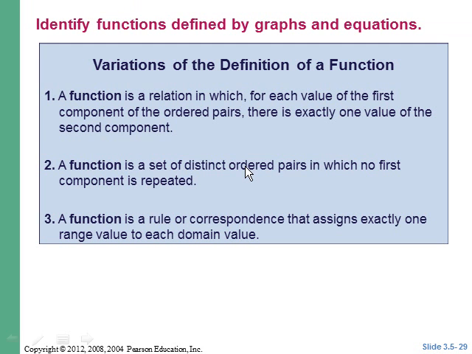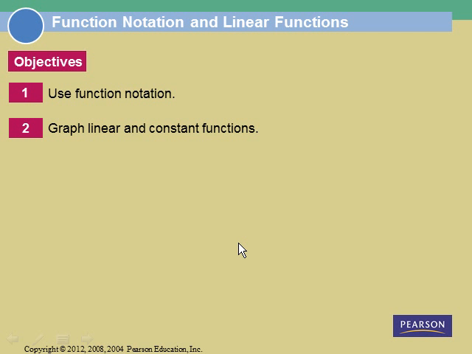Okay, so if we have a function, we can say a function is a relation in which for each value of the first component, there's exactly one value of the second. We can say a function is no first component is repeated. And for a rule, there is exactly one range value for each domain value. Those are the definitions of a function. What are you going to do with that information?